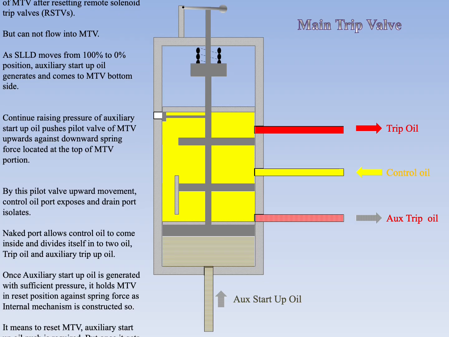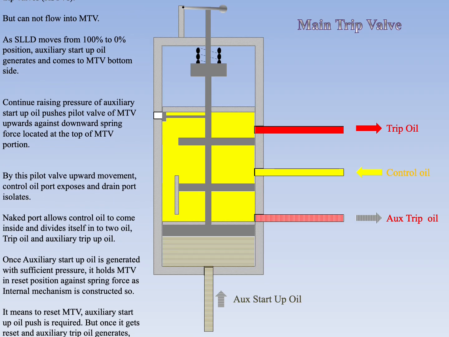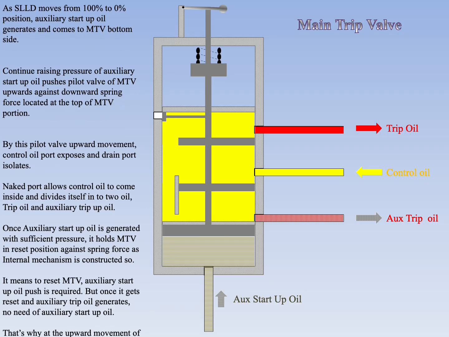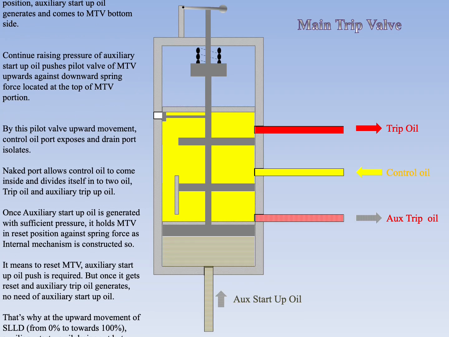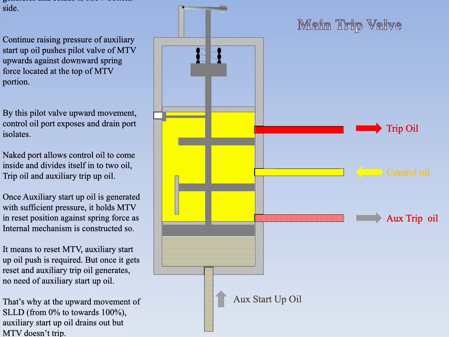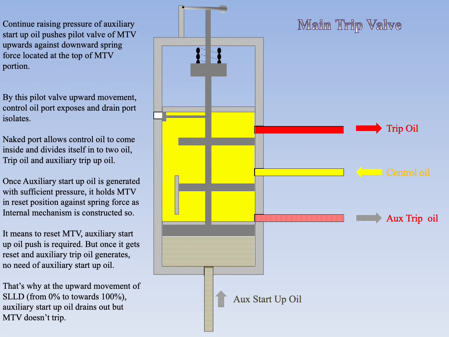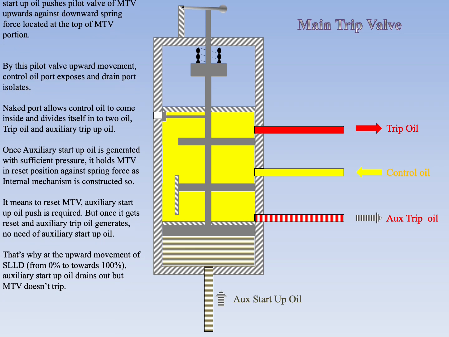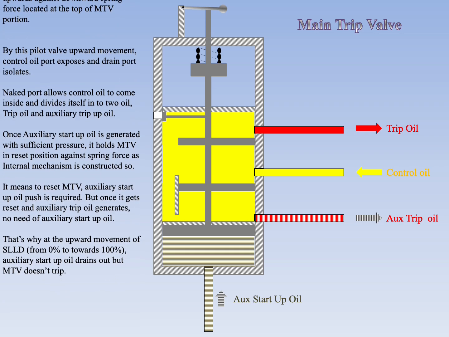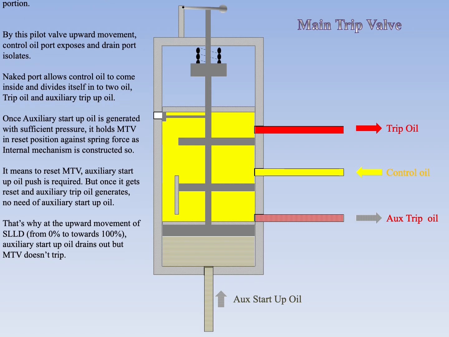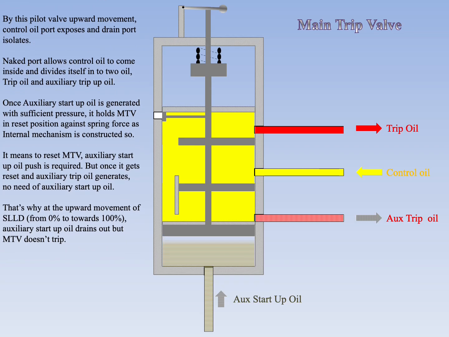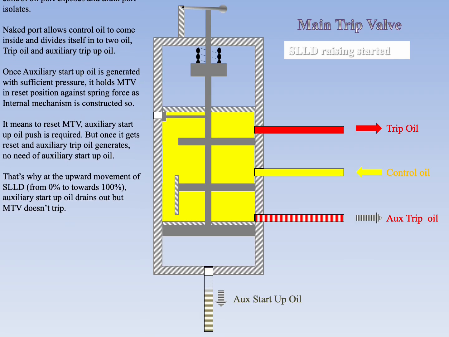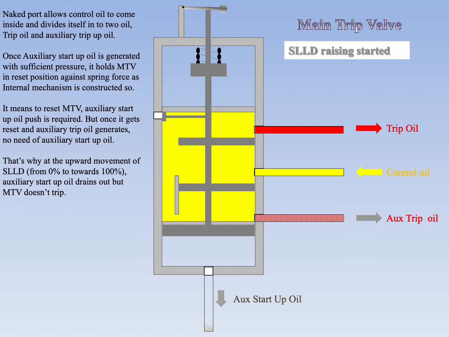Once auxiliary startup oil is generated with sufficient pressure, it holds MTV in reset position against spring force, as the internal mechanism is constructed so. It means to reset MTV, auxiliary startup oil push is required. But once it gets reset and auxiliary trip oil generates, there is no need for auxiliary startup oil. That's why at the upward movement of SLLD, from 0% towards 100%, auxiliary startup oil drains out but MTV doesn't trip.